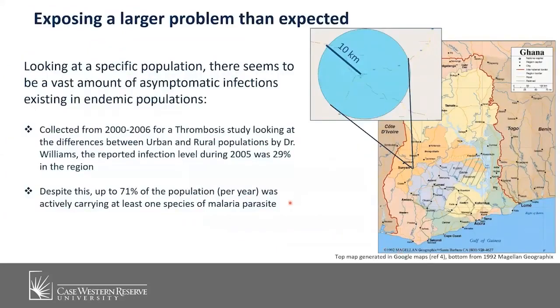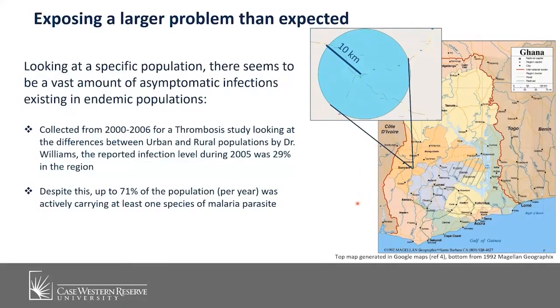Which brings us to the first thing we notice as soon as we began using this detection methodology. Unfortunately, we actually think that asymptomatic individuals are a much bigger problem than originally expected. And we came to that conclusion based on one of the subsections of the Africa 6K population, which was the Ghanaians. And the reason we say this is because all of them were collected in the Brong-Ahafo region in and around the capital of Sunyani.